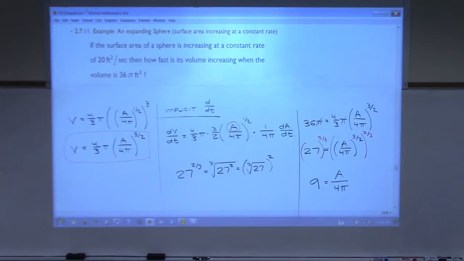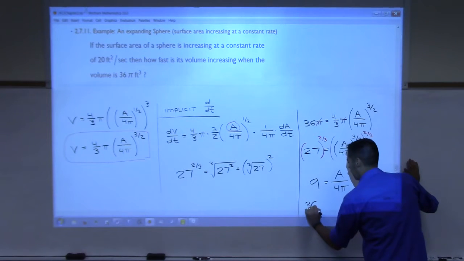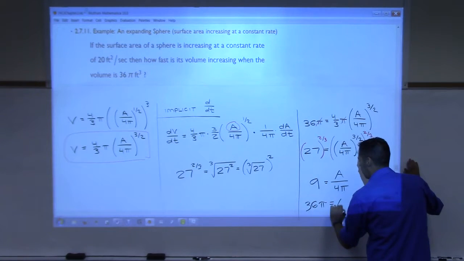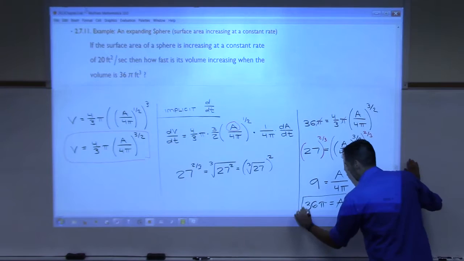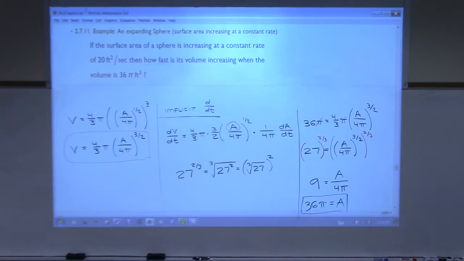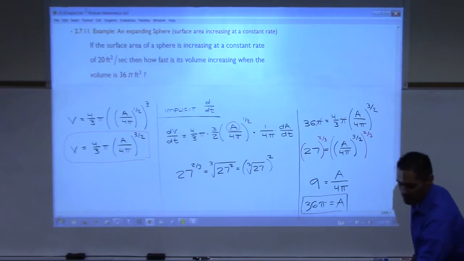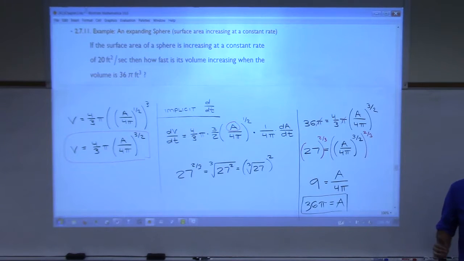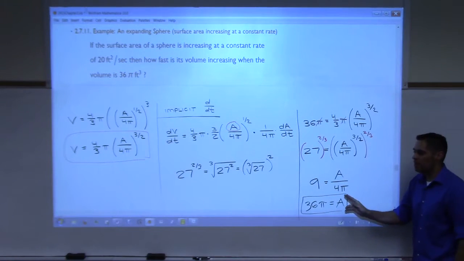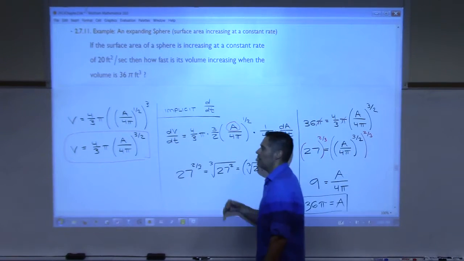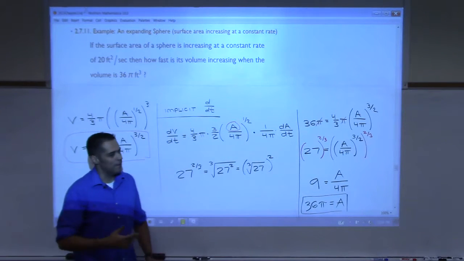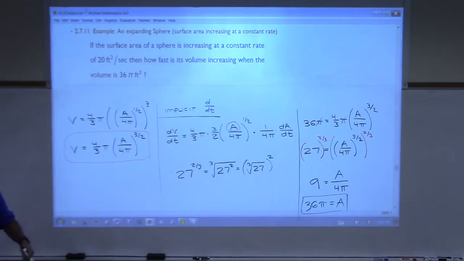Almost have A. Multiply both sides by 4 pi. 36 pi. It is only coincidental that the area is 36 pi and the volume is 36 pi, because they are not the same units. This is 36 pi square feet versus 36 pi cubic feet, totally different things. We good? We're almost to the answer.